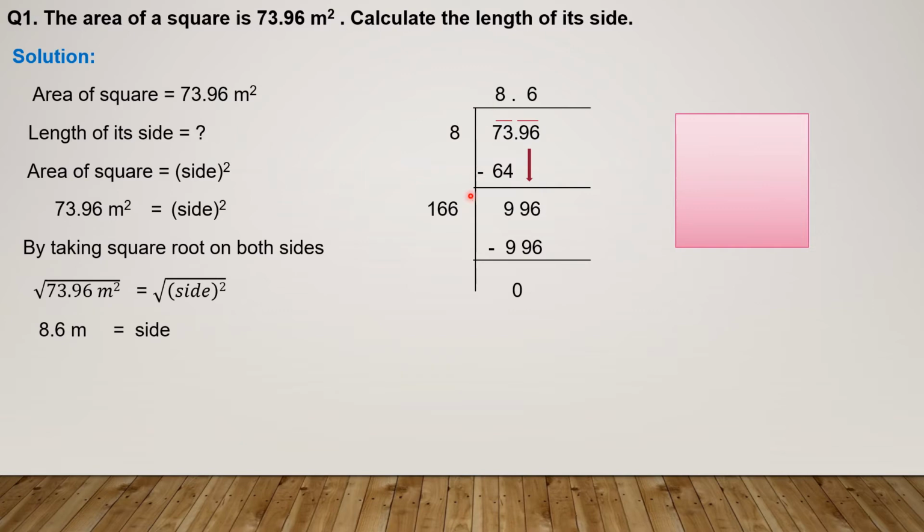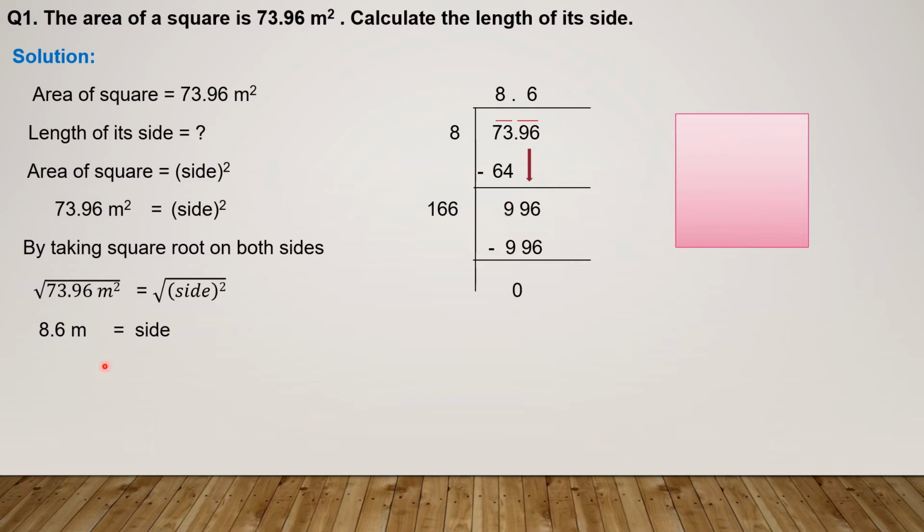How will we make the new divisor? 8 plus 8, we will get 16. With 16, we have to guess a number, so that we make a new number 166 and multiply it with 6, we get 996. 6 times 166 is 996. Subtract these values, we get remainder 0.